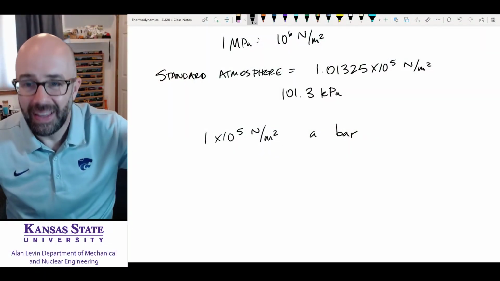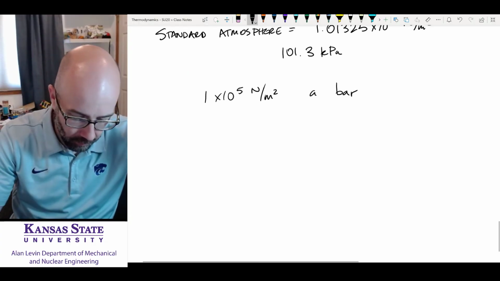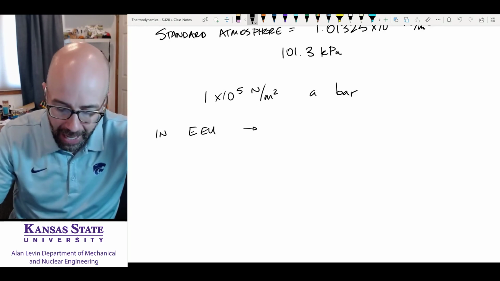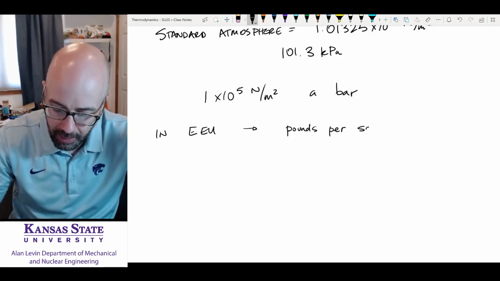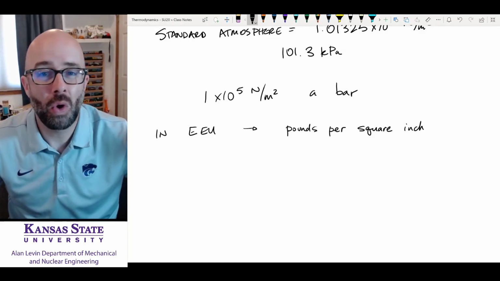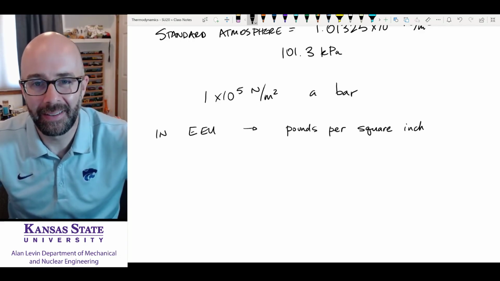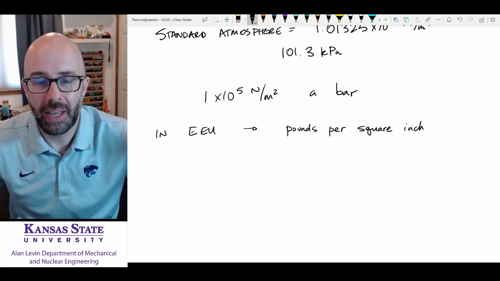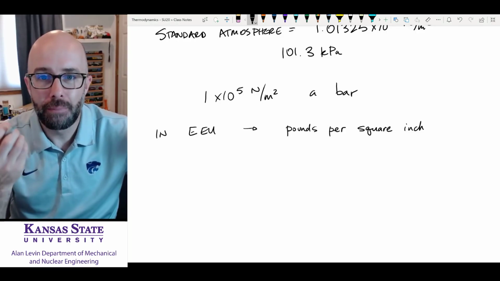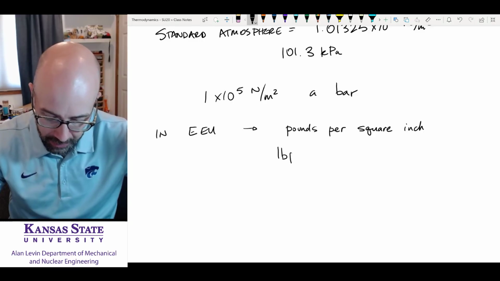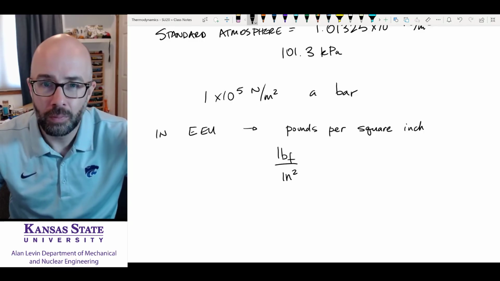Okay, now in English engineering units, we're going to be dealing with pounds per square inch. Now the question students often ask me is, which pound is this? Well, you have to understand what pressure we're talking about. In pressure, we're talking about force per unit area. So this is going to be pounds force per inch squared.